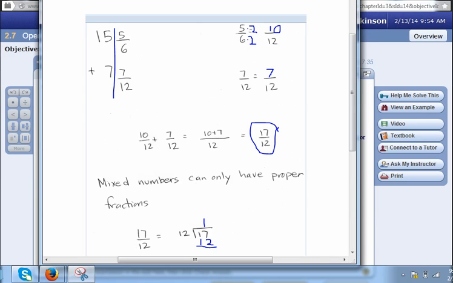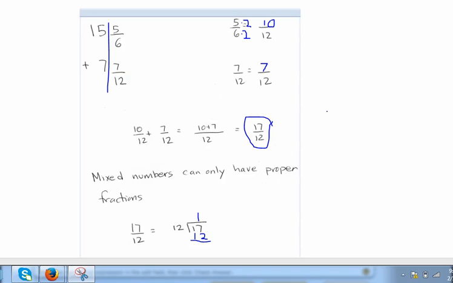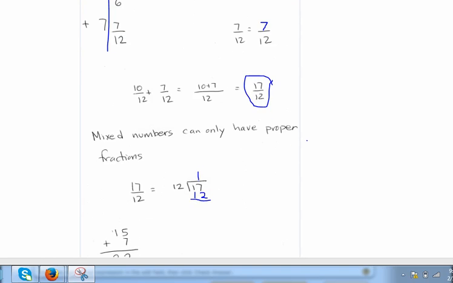Let me move this up a little. Sorry about that. Okay, so I'm going to get a remainder of 5. So what that means is 17 over 12 is equal to a mixed number of 1 and 5/12. So now I have my answer from adding my fraction parts right here.